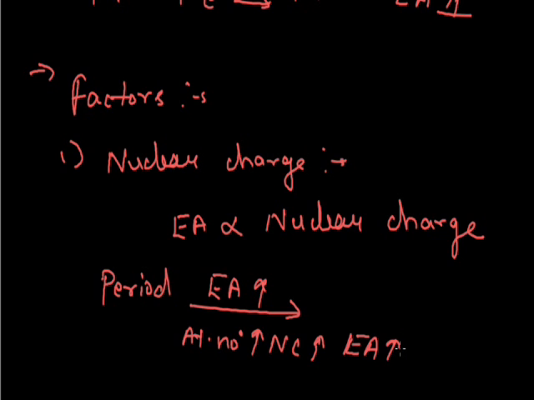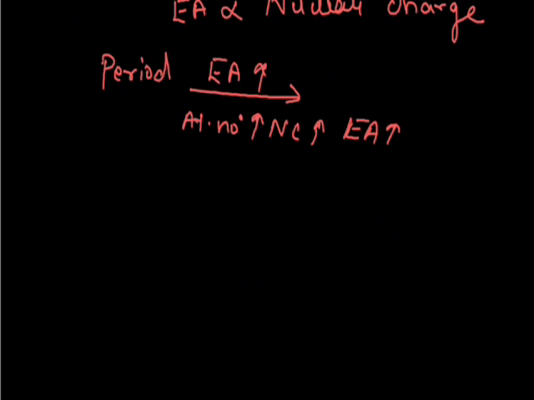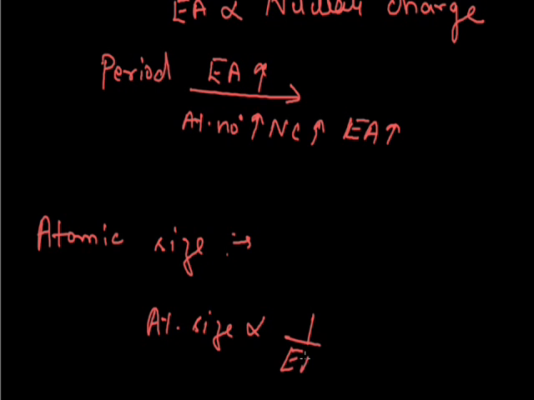Logically, the coming electron which you are adding will be attracted more when the atomic number or the nuclear charge is more. So that is obvious. Now the second factor which we will deal with is atomic size. This signifies that the more the atomic size of an atom, the less the electron affinity will be. So in terms of relationship, we can say that atomic size is inversely proportional to electron affinity.